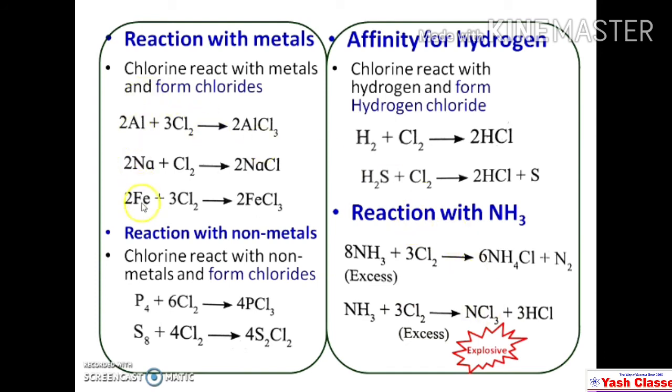chlorine reacts with metals and forms corresponding chlorides. It reacts with non-metals and forms non-metal chlorides. It has an affinity towards hydrogen and forms hydrochloric acid or hydrogen chloride. Chlorine also reacts with ammonia. When excess ammonia is there, we get ammonium chloride, and when excess chlorine is there, we get nitrogen trichloride as an explosive.